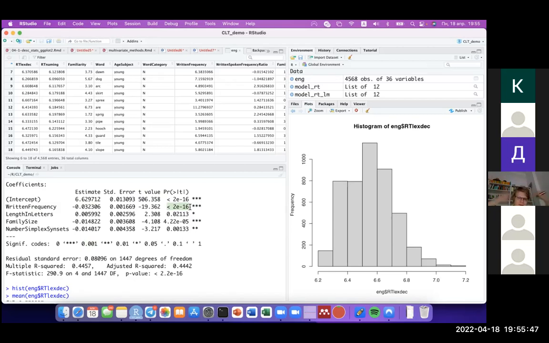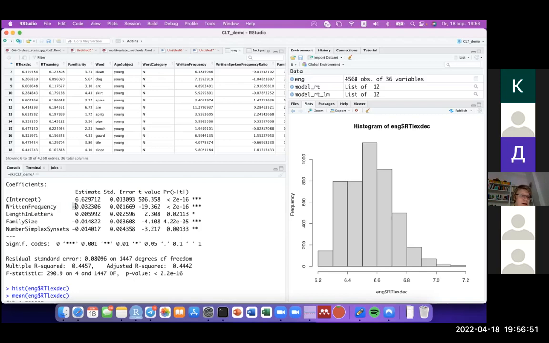In this case, 2 multiplied by 10 to the minus 16, with 16 zeros, so it will be even lower than this value, or higher than the absolute value of this value, because it's two-sided. So in this case, we can throw out our null hypothesis and accept alternative hypothesis that there is some connection. And because this number is negative, we can say that the higher the written frequency, the lower the reaction time for decision. So it actually makes sense.